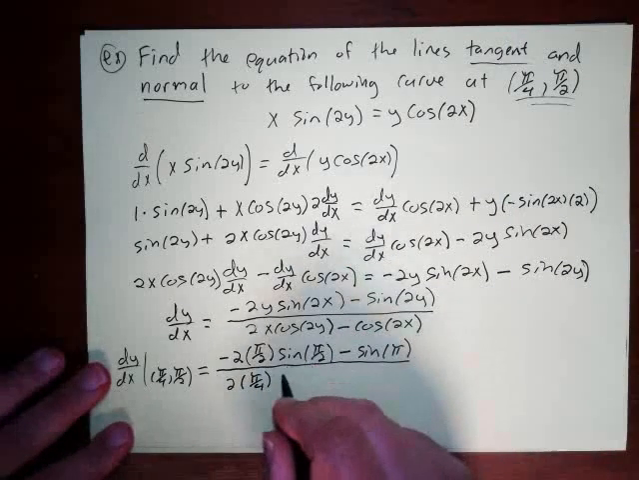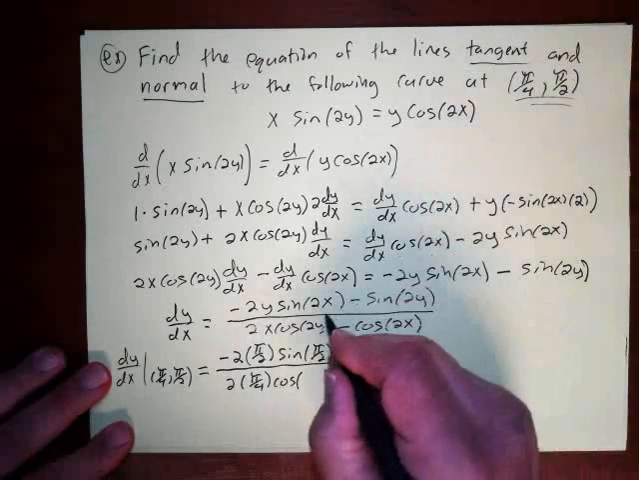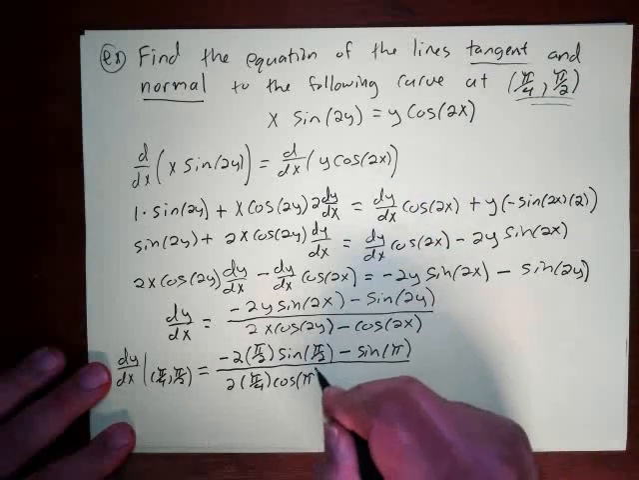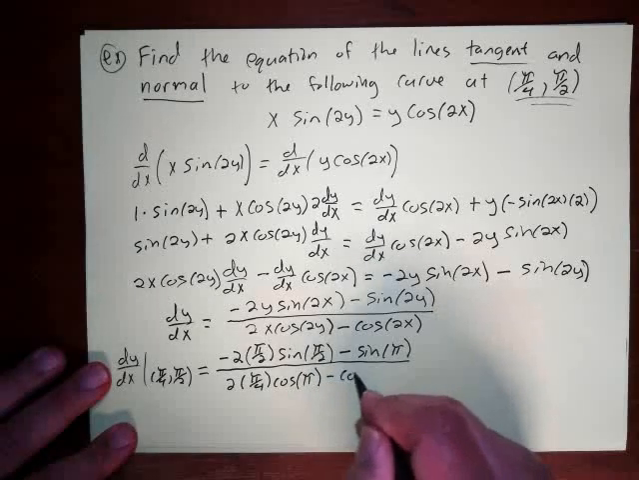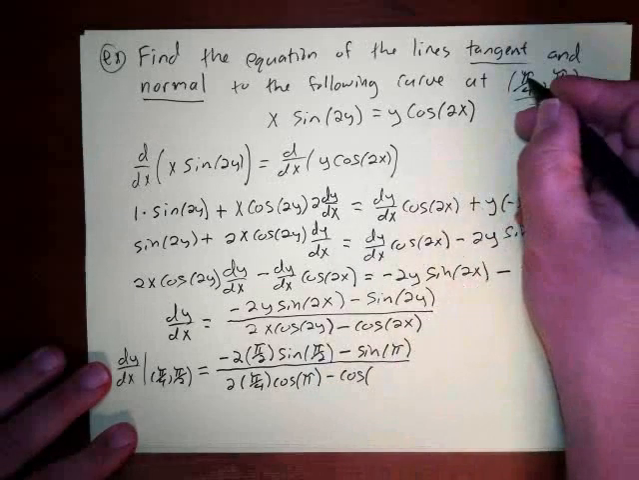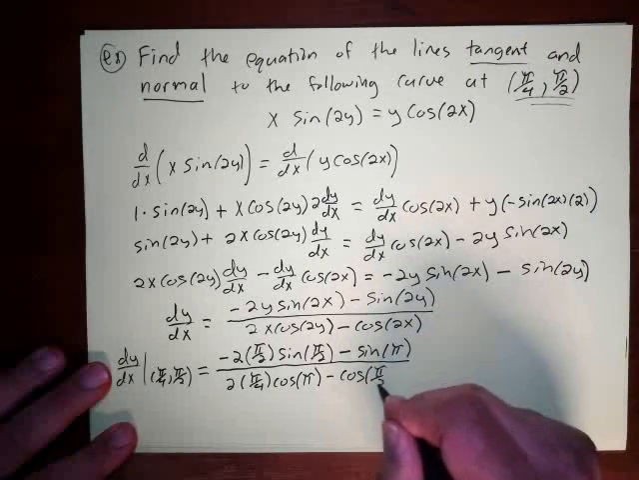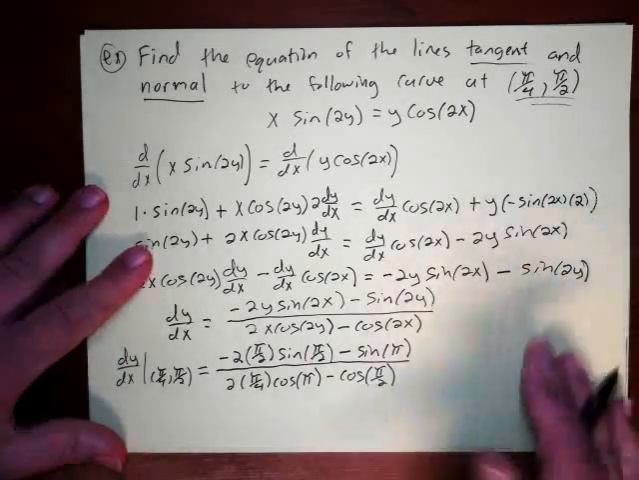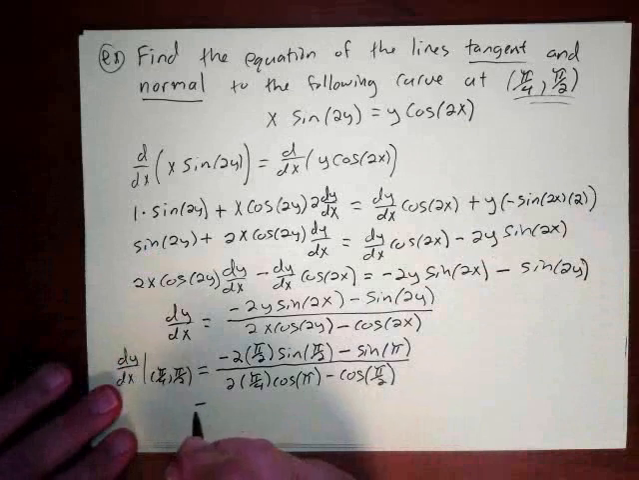and then this will be cosine, and then when I plug in y into here, I'll get pi, and then minus cosine, and then when I plug x into here, I'll get pi over 2. Okay, so now I'm going to leave this to find the equation of the two lines.